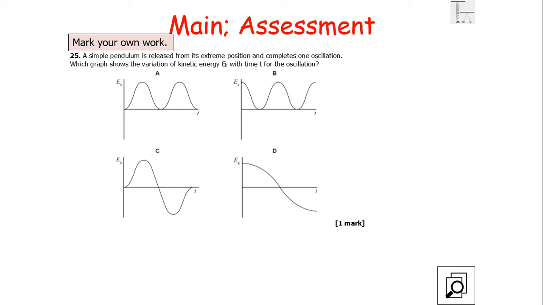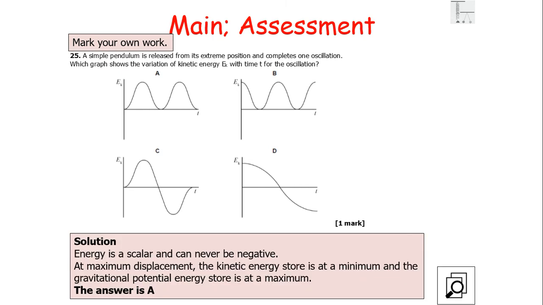Which graph shows the variation of kinetic energy with the time for the oscillation? Now, like we said before, energy is a scalar, so it can't be negative. It can only be positive. So C and D can't be the correct answer.